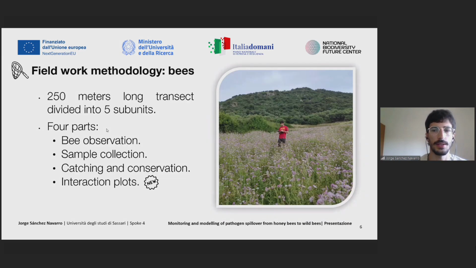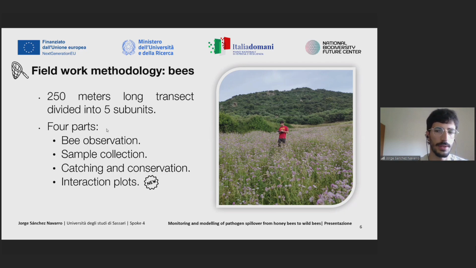The transect is 250 meters long, and it's divided into 5 subunits of 50 meters. The bees within the transect are counted separately for each subunit during a 10-minute walk. So in total, it's a 15-minute walk. The walk takes place once in the morning and once in the afternoon.